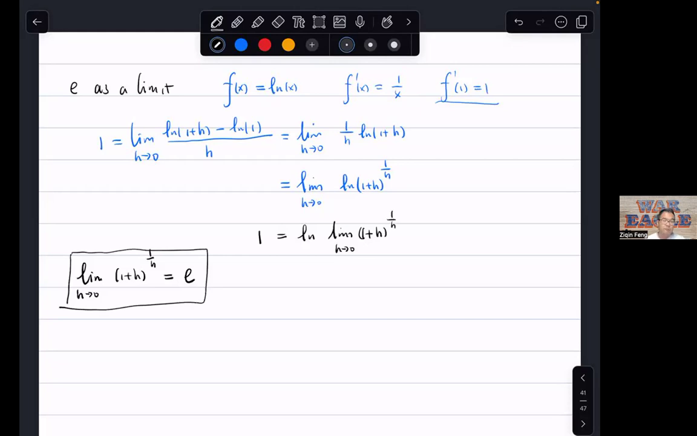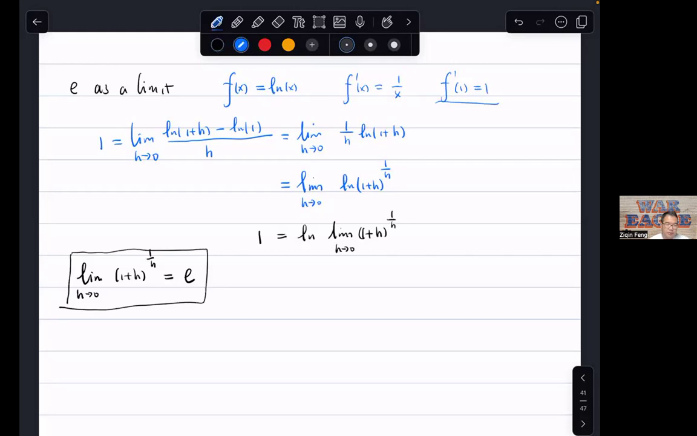And then this limit is the natural number e, right? So that's the second definition for our irrational number e. This irrational number is defined to be this limit, equivalent to our earlier definition, right?